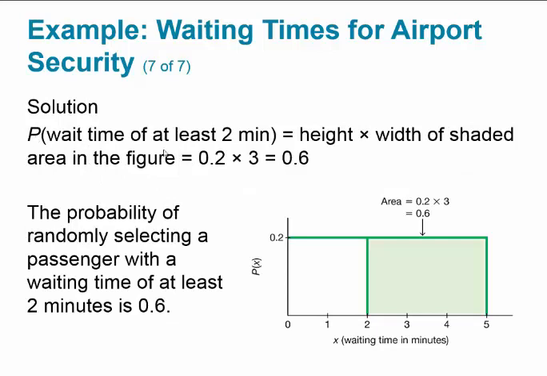So the probability of a wait time of at least 2 minutes is equal to the height times the width of the shaded area in the figure, which is 0.2 times 3, which is 0.6. So the probability of randomly selecting a passenger with a waiting time of at least 2 minutes is about 0.6.